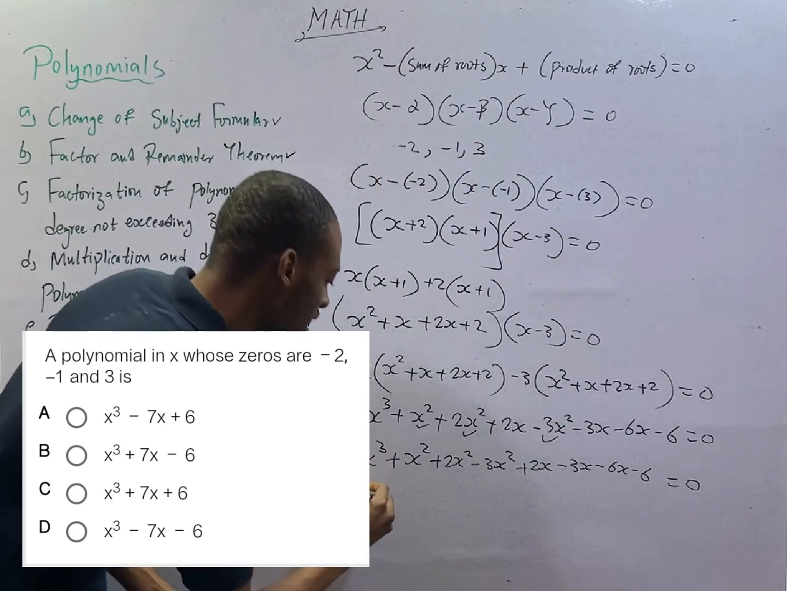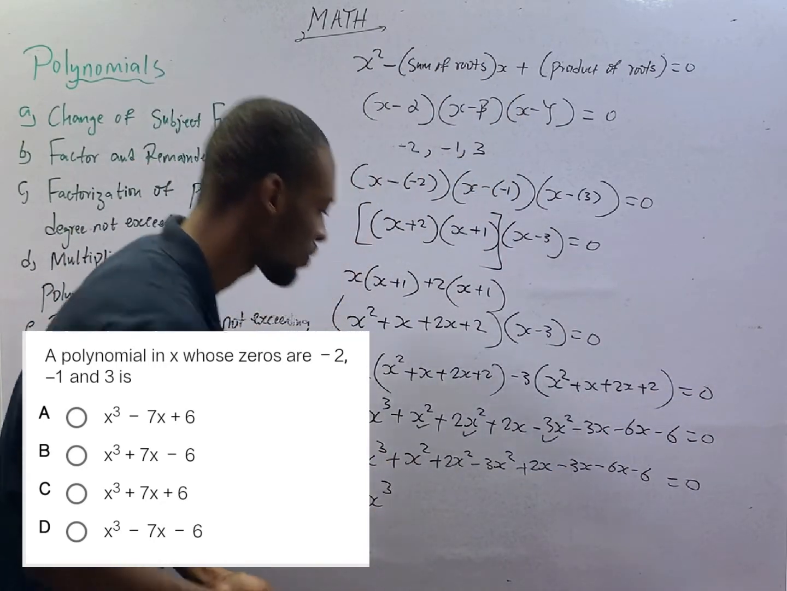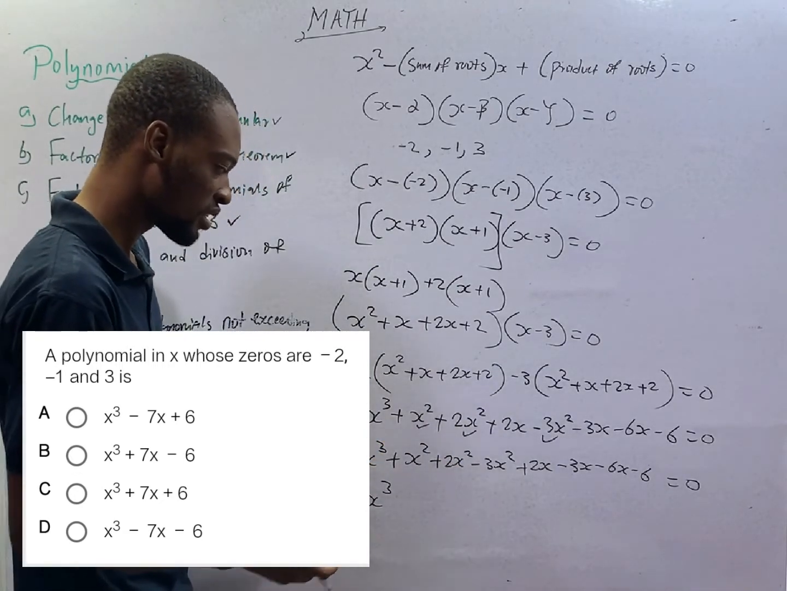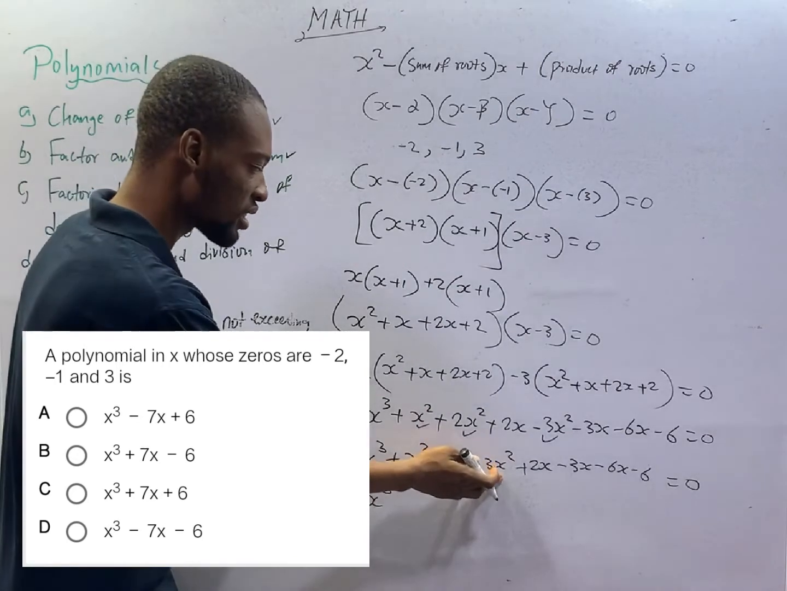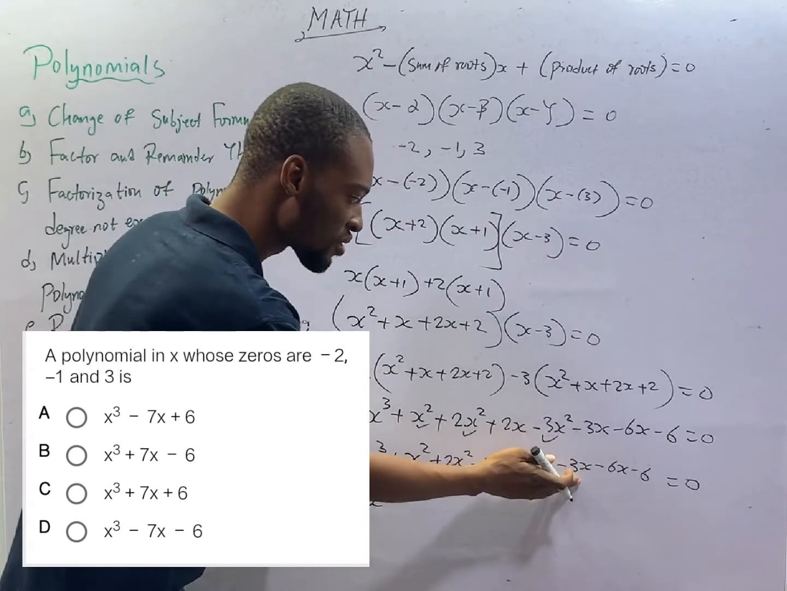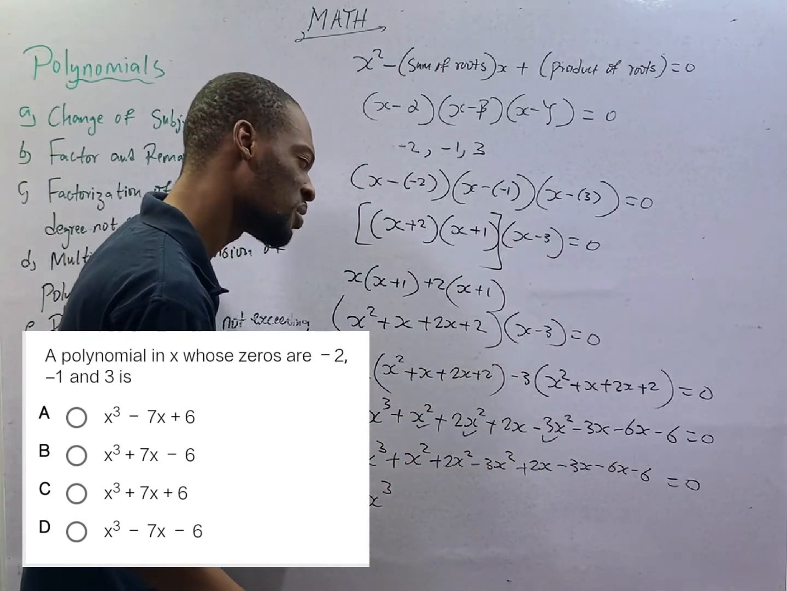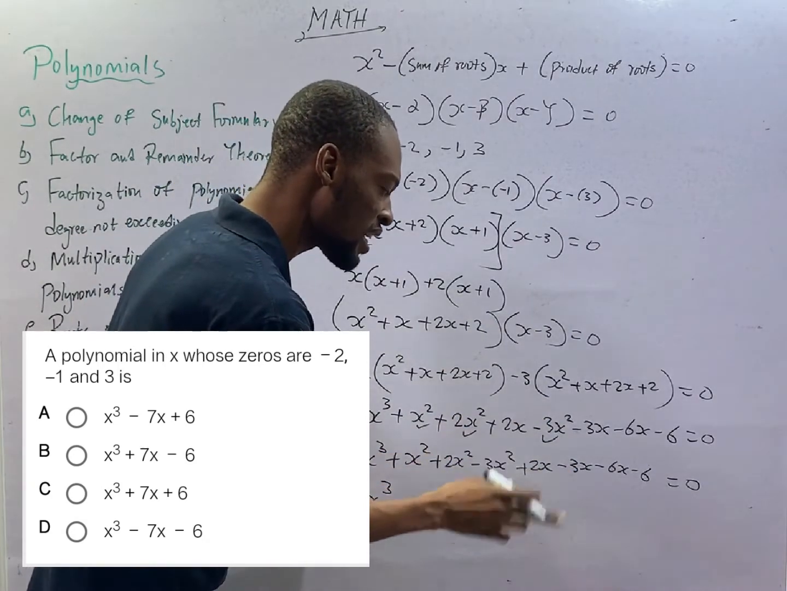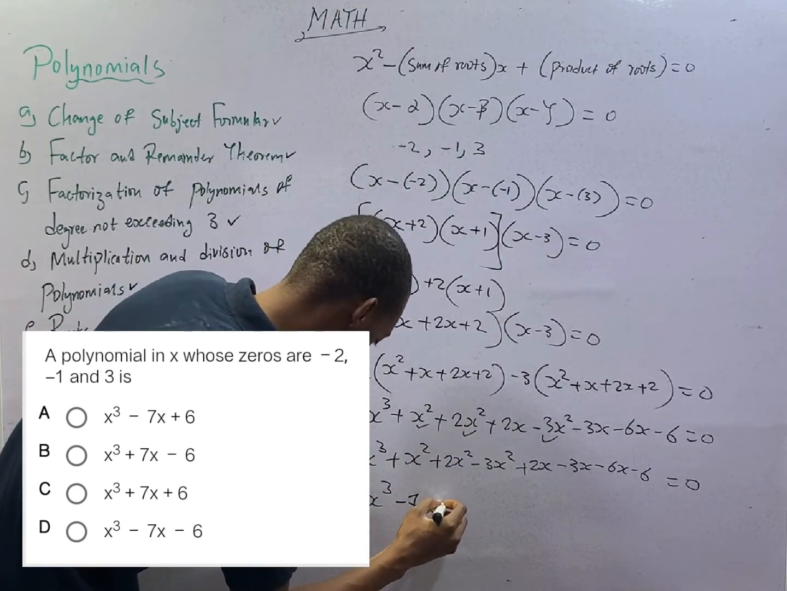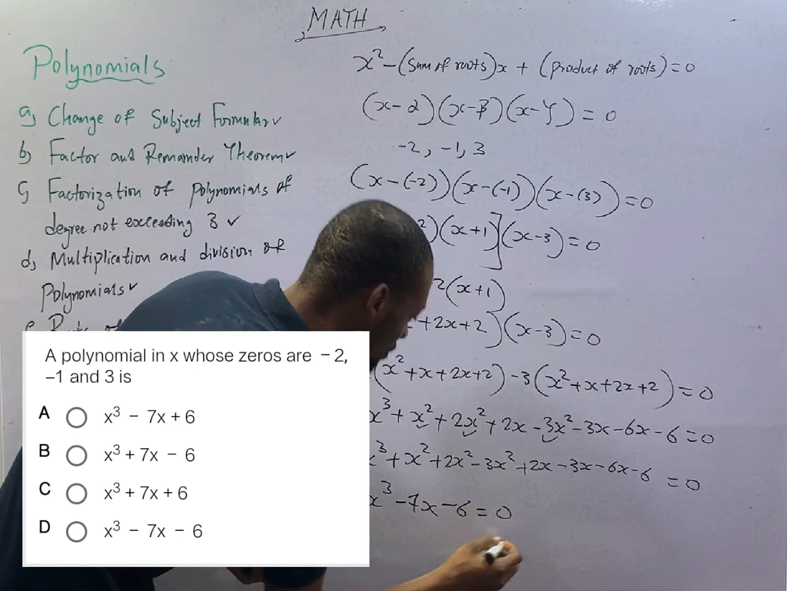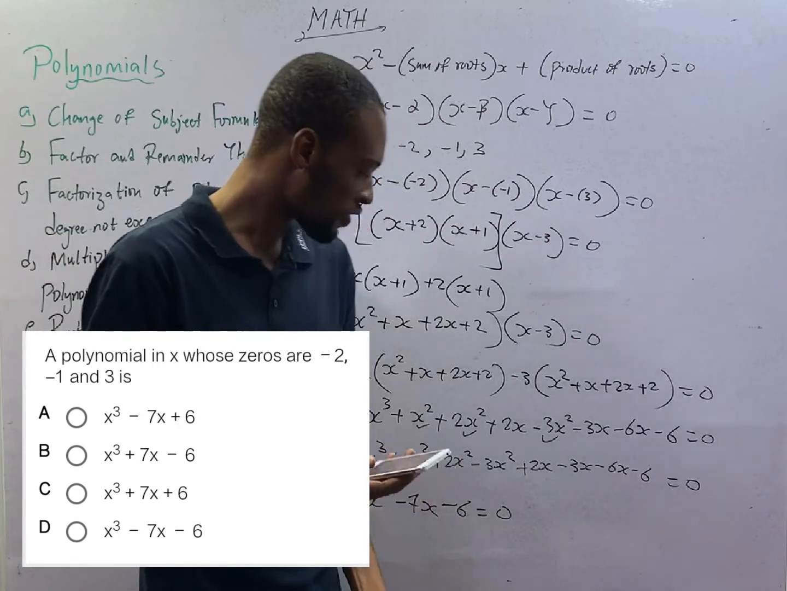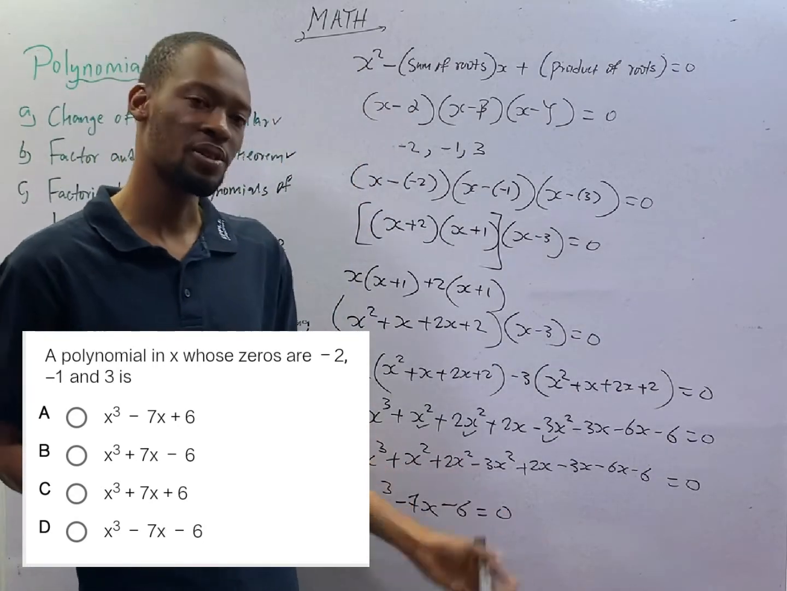So this is s raised to the power of 3, s squared plus 2s squared, that is 3s squared. 3s squared minus 3s squared, that is 0. So 0s squared. 2s minus 3s, that is minus s. Minus s minus 6s, that is minus 7s. Then minus 6 remains equals 0. So that is basically your answer. S raised to the power of 3 minus 7s minus 6.